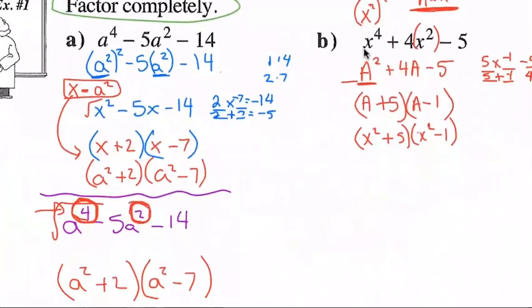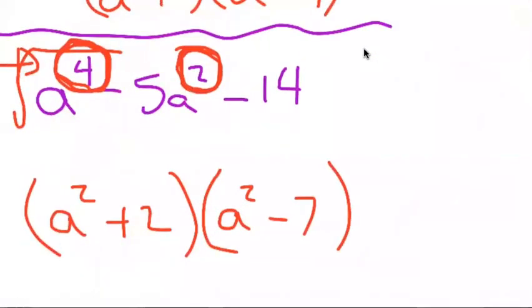Remember, at the end of every factoring question, you should always be double checking. Does it factor any further? The only way a binomial could factor further is if it was a difference of squares, correct? So is this a perfect square? Yes. Is this a perfect square? No. So this doesn't factor. Is this a perfect square? Yes. Is this a perfect square? No. So this doesn't factor.